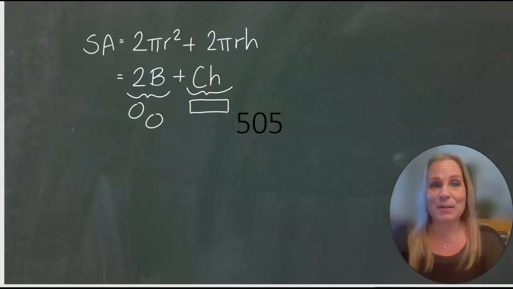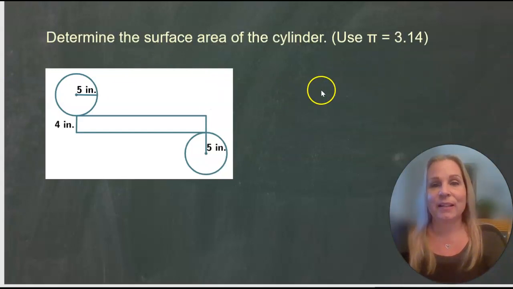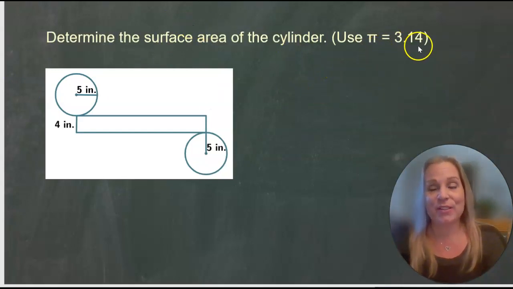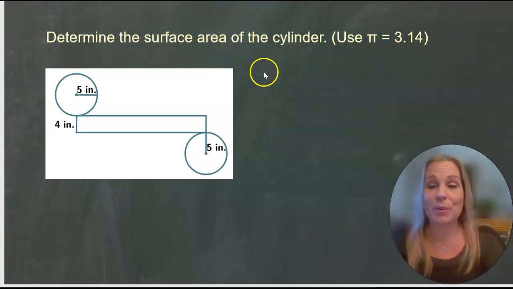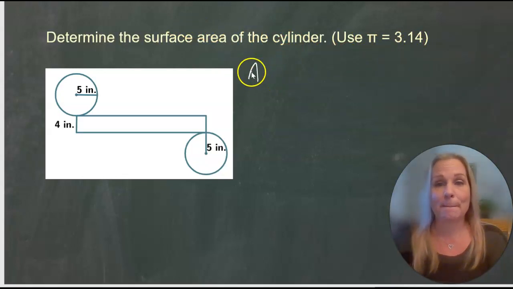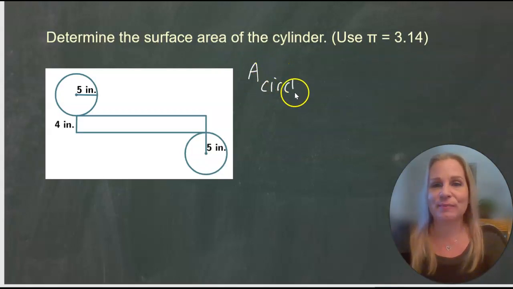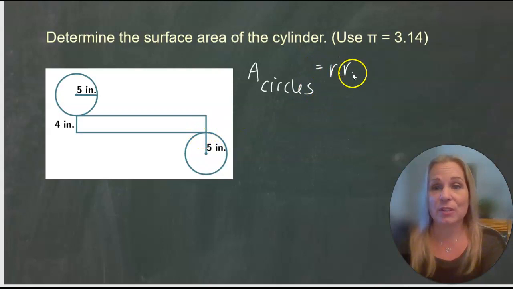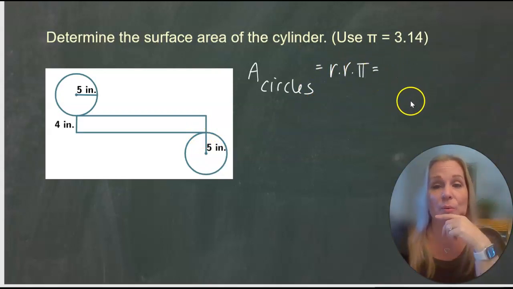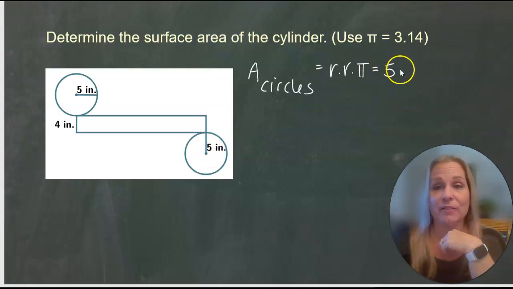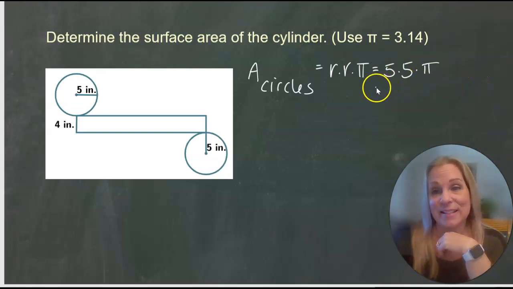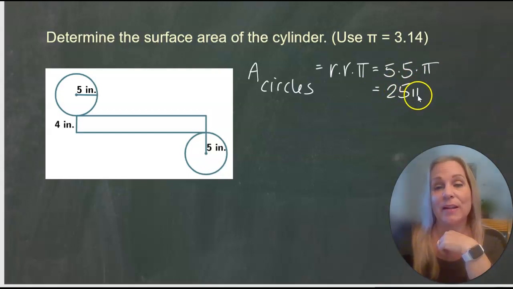All right, so let's do it. Determine the surface area of the cylinder. Use pi equals 3.14. Actually, let's not write the formula. Let's just find the area of the circles first, right? So the area of a circle, we know that that's r times r times pi. My radius is 5, so that's going to give me 5 times 5 times pi. That's going to give me 25 pi.